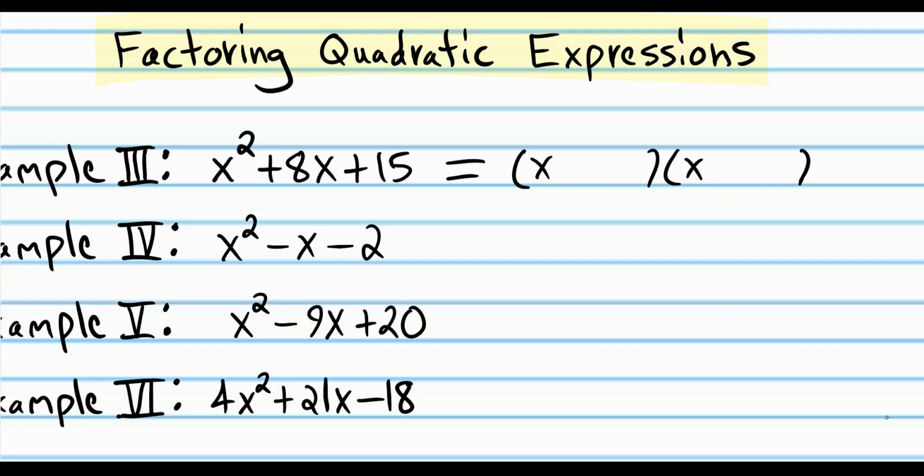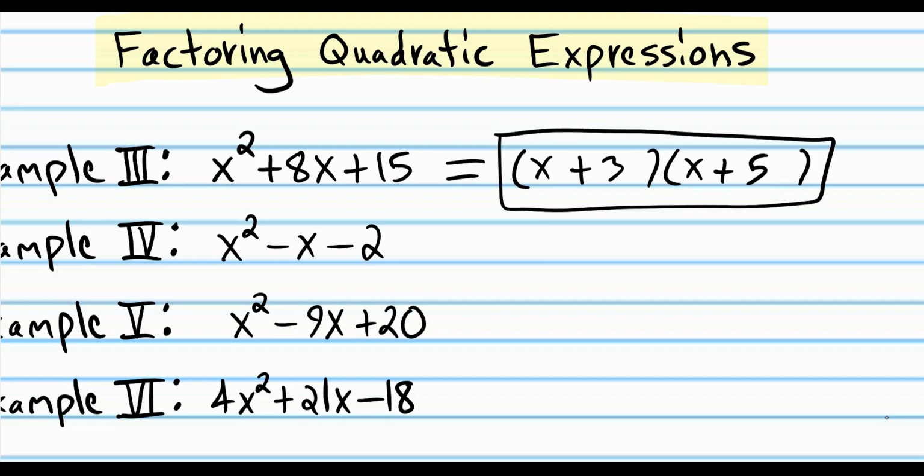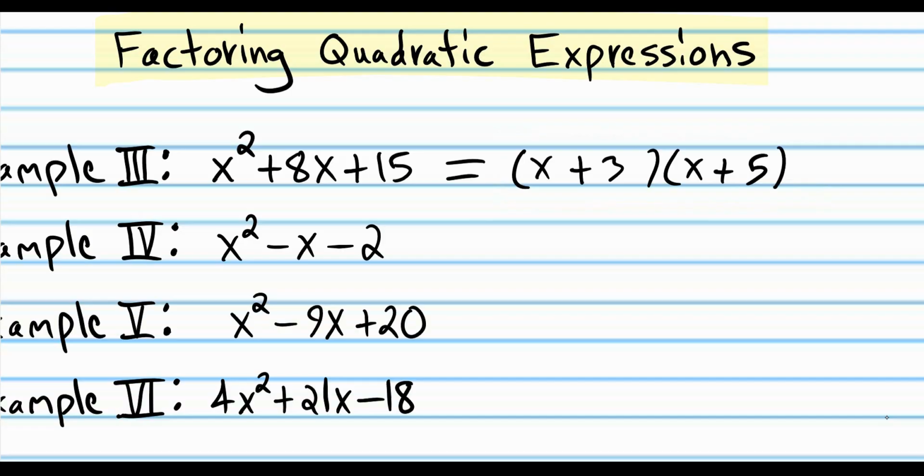And we simply ask, what are two numbers that multiply to 15 and add up to 8? We're looking for two numbers. And these two numbers, if you multiply them, you get 15. And if you add them, you get 8. So what are the two numbers? If you said 3 and 5, you're correct. So that is the factorization of that quadratic expression.